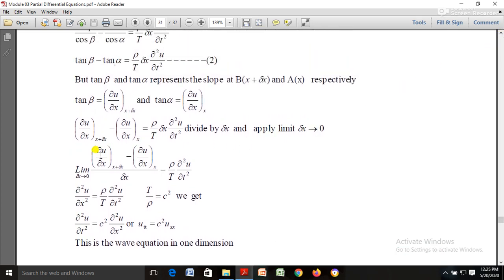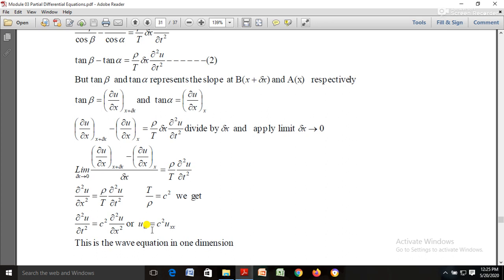Then apply the limit delta x tends to 0. The limit of dou u by dou x at x plus delta x minus dou u by dou x at x, whole divided by delta x, is equal to rho by T dou square u by dou t square. Then dou square u by dou x square is equal to rho by T dou square u by dou t square, or T by rho is equal to c square. Therefore dou square u by dou t square is equal to c square dou square u by dou x square, or u_tt is equal to c square u_xx.